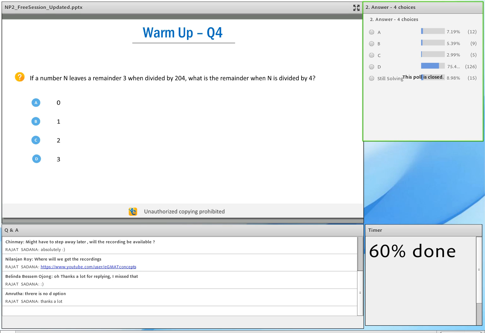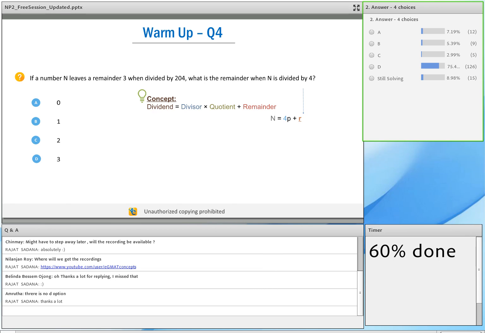Now, starting with this question, we're going to work on a concept that we're going to use throughout this webinar. What's the concept? Your dividend is equal to divisor multiplied by quotient plus remainder. If you know this concept, you can pretty much answer any question that the test will throw at you, and we're going to prove that in this webinar. So this is the concept that we're going to use. So what are you given?